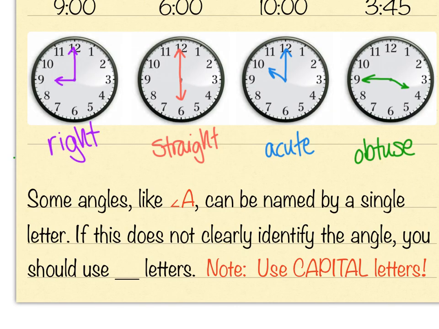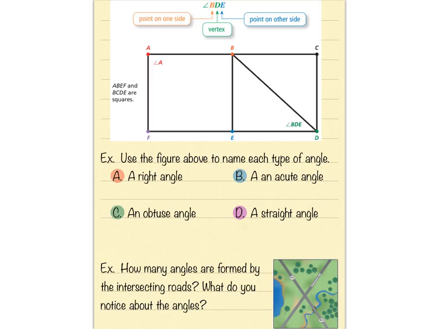All right, so these instructions actually refer to a picture on the next slide, but I'll go ahead and read it anyways. It says some angles, like angle A, which we'll take a look at, can be named by a single letter. If this does not clearly identify the angle, you should use 3 letters. And you should use capital letters. In geometry, when we're talking about angles and lines and rays and planes and all those, use capital letters. So remember when you're doing your homework over this section to turn your caps lock on or enter capital letters when you're talking about those angles.